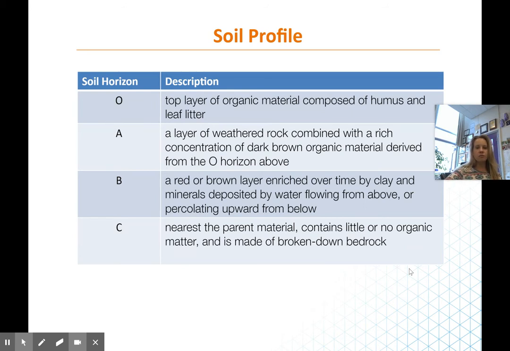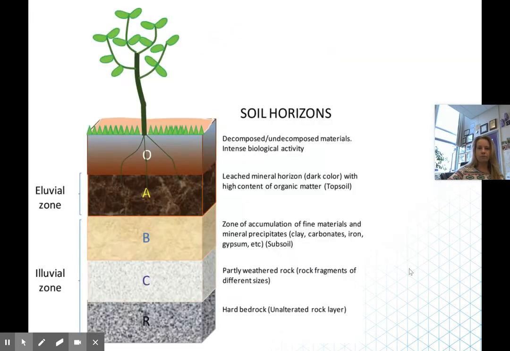All right, so here is a more detailed description of those layers. So you've got the O horizon, which is the organic material, the A horizon, which is the weathered rock, and it's really good soil. It's really mixed with a lot of nutrients and organic material. B is that redder layer that I was talking about. We've got some of that clay type material. C is the rocks. So if you've ever tried to dig a hole around here, you hit that C layer pretty fast. And then the R, which is basically the bedrock. And so that would be down below these layers here.